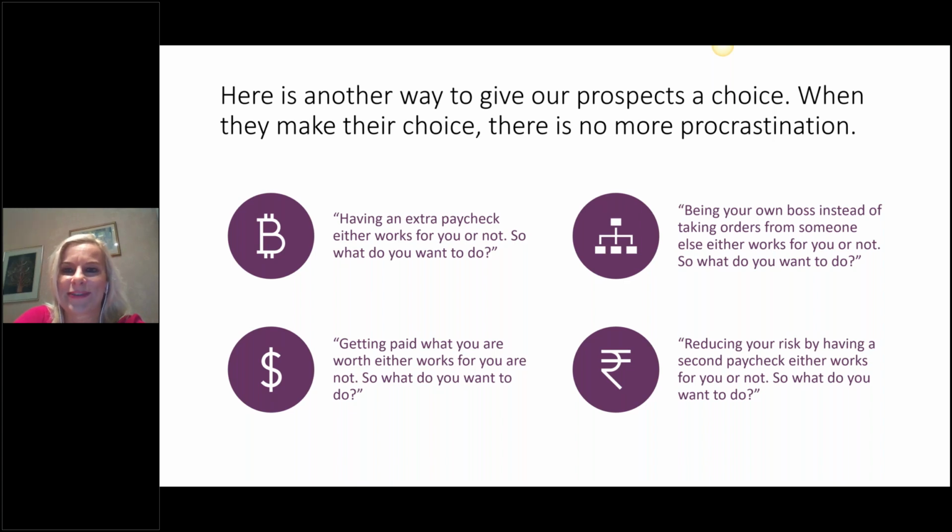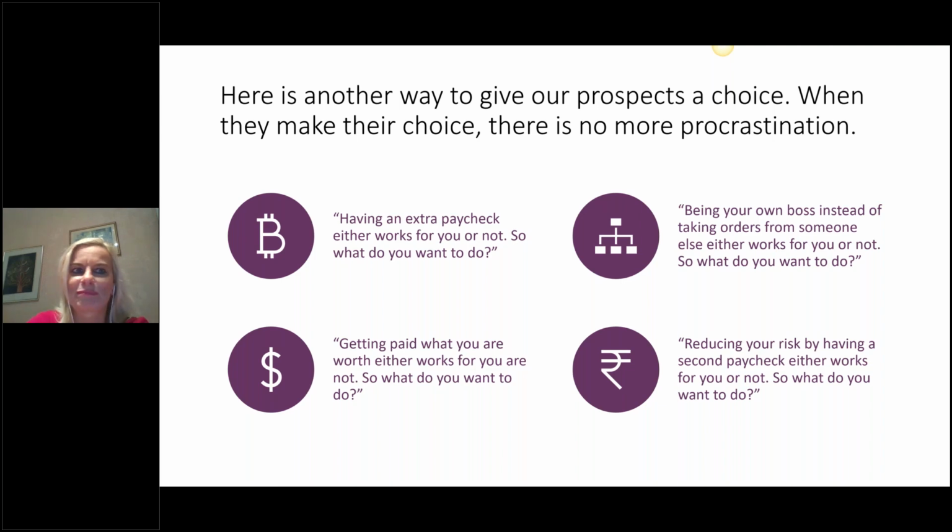For me, that was probably the biggest thing. I just hated when some people told me what to do. I just always felt like, oh, I want to be my own boss. Another one, getting paid what you're worth either works for you or not. That is deep. So what do you want to do? I want more money. Reducing the risk by having a second paycheck either works for you or not. So what do you want to do?